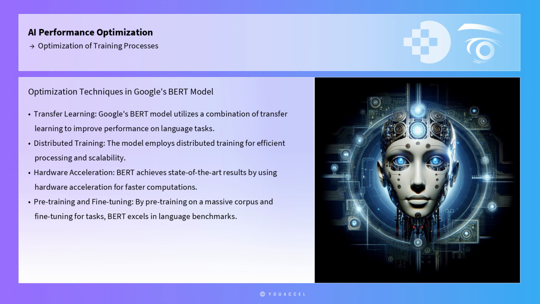One practical example of successful training optimization is Google's BERT model, which utilizes a combination of transfer learning, distributed training, and hardware acceleration to achieve state-of-the-art results in natural language processing tasks. By pre-training the BERT model on a massive corpus and fine-tuning it on specific tasks, Google was able to produce a model that performs exceptionally well across a variety of language understanding benchmarks.